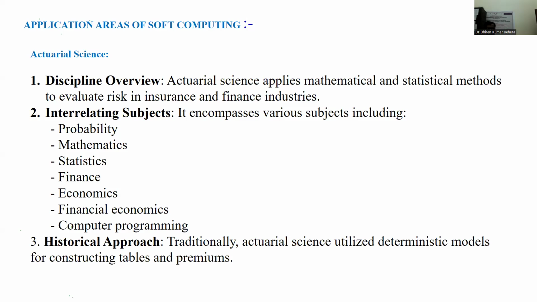Traditionally, actuarial science utilized deterministic models for constructing tables and premiums. Remember, usually we use two models: one is the deterministic model, another is the stochastic model. Deterministic means certain, guaranteed. Stochastic means probabilistic model. So from the beginning, traditionally, actuarial science utilized deterministic models for constructing tables and premiums.